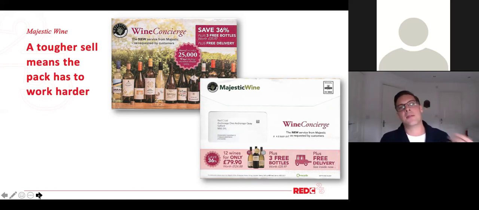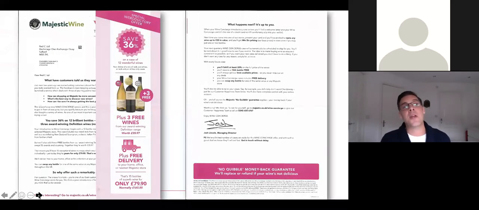So you get this envelope which visualizes all the bottles of wine on the front, visualizes the 3 extra bottles of wine on the back, reiterates how much this is worth, tells you that 25,000 people have already done this, reassuring you that lots and lots of people do it. Then you get a double-sided letter signed from the managing director. You also get this little tip on the side, which again reiterates the offer.